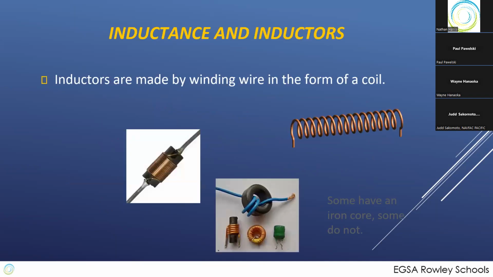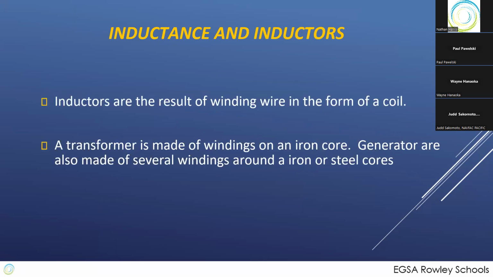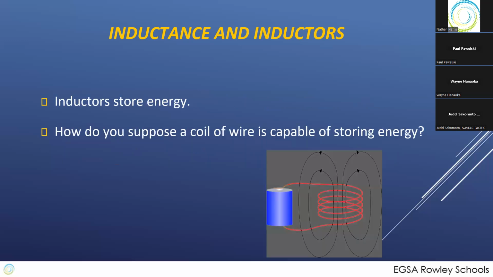So inductor, we've already talked about, it's a coil of wire. It may have an iron core, it may not. A transformer is basically a couple of inductors, two windings or more around the same core. Generators are basically several windings around iron or steel cores. We are using inductance everywhere through the rest of this course, and they store energy. But unlike a capacitor where it's easy to say they stuff electrons into a place and push them in, and that's how it's stored, the power is actually stored in an inductor in the field, the magnetic field around the coils.